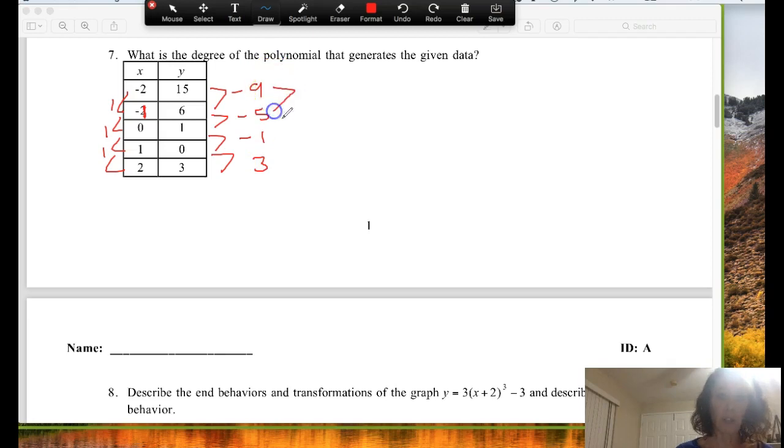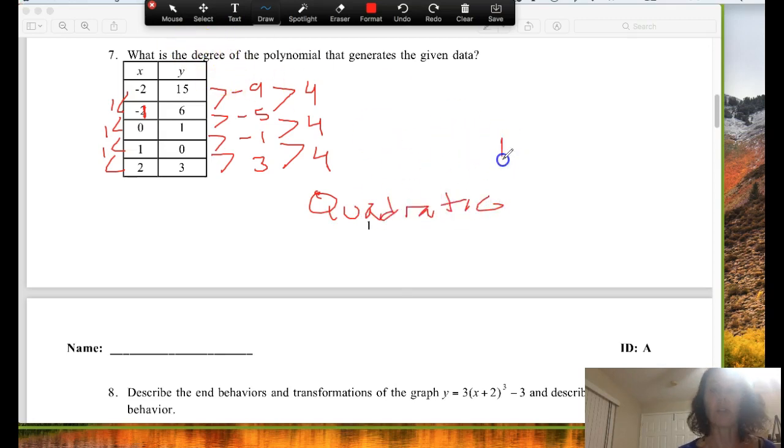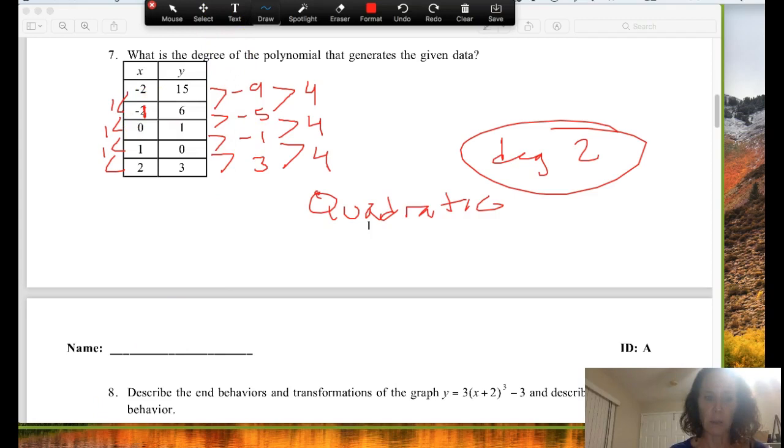Let's go to our second change and see if I have a quadratic. Okay. To get from -9 to -5, I'm going to add 4. To get from -5 to -1, I add 4. To get from -1 to 3, I add 4. Yay, it's a constant second change, so this is going to be a quadratic. What's the degree? The degree will be 2 because it's a quadratic. And I'll fix that. That was a boo-boo.